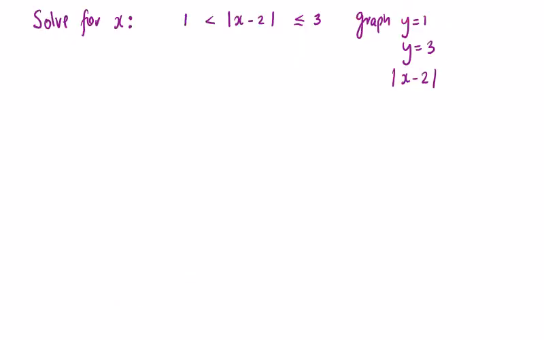So look at this question. Solve for x. 1 is less than the absolute value of x minus 2, which is less than or equal to 3. Now there's a nice quick algebraic way of doing it, but I want you to pause the video, graph y is equal to 1, y is equal to 3, and the absolute value of x minus 2. And we look at the solutions when you have that done. And then we look at the easy algebraic way to do this question.